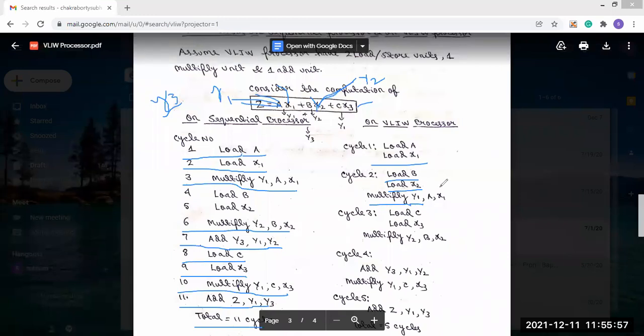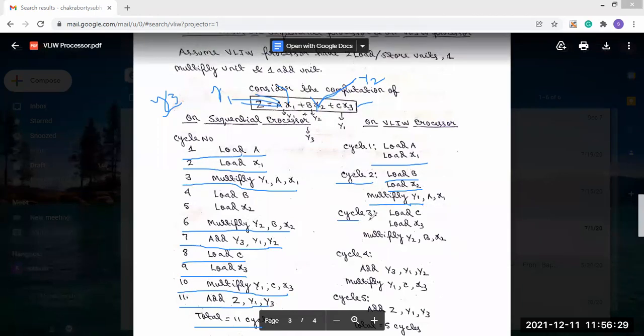There will be no problem, because in the VLIW processor architecture, multiple operations can be present, and inside it there are multiple functional units. So we will perform this in a single clock cycle. That's why we perform all of these operations in clock cycle 2.